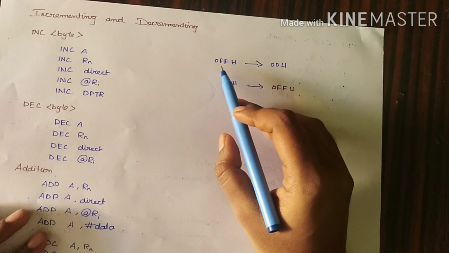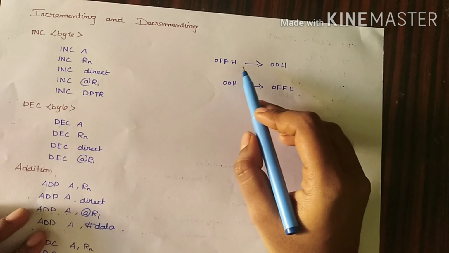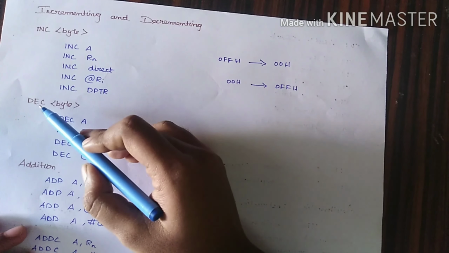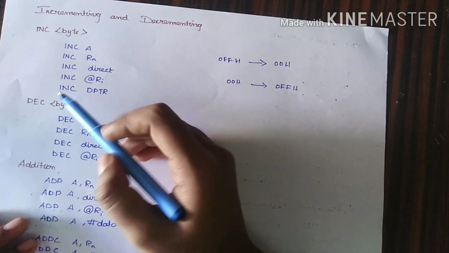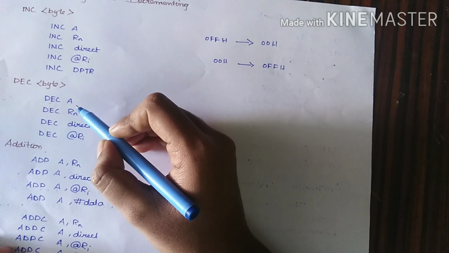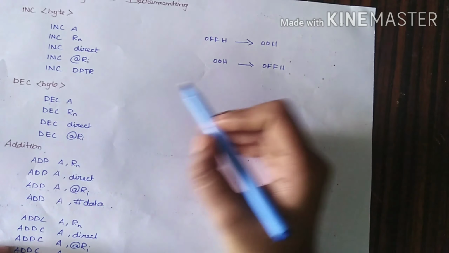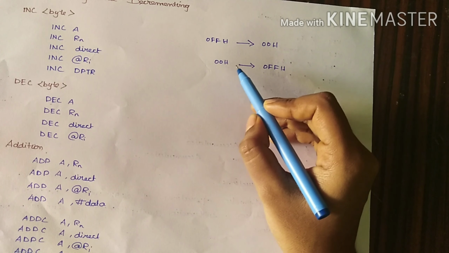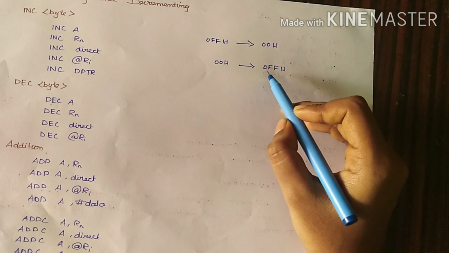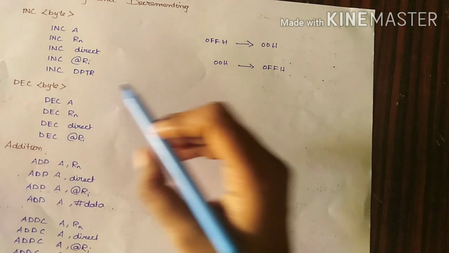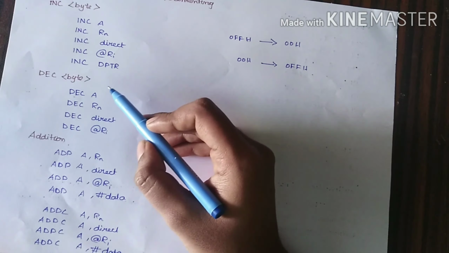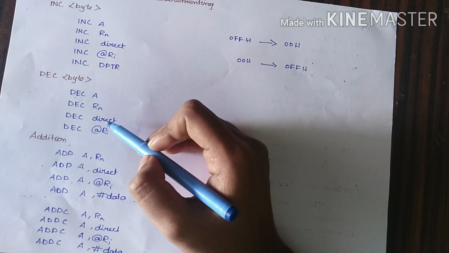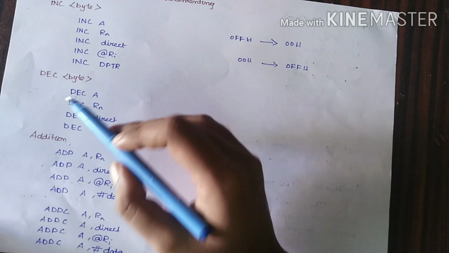Now, on incrementing 0FFH, it will go to 00H, and the next one is decrement byte. Here the data will get decremented by 1, and on decrementing 00H, there is no number less than that, so it will automatically go to 0FFH. The data given in this register or the data given in this address can be decremented by these instructions.